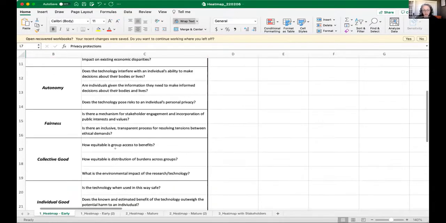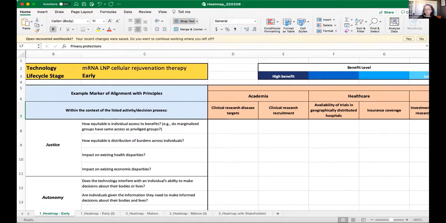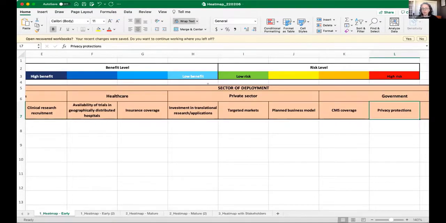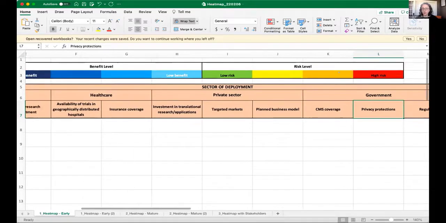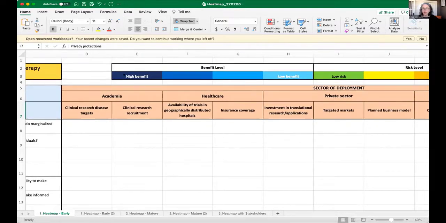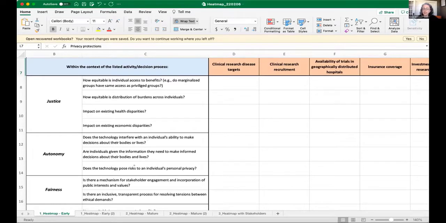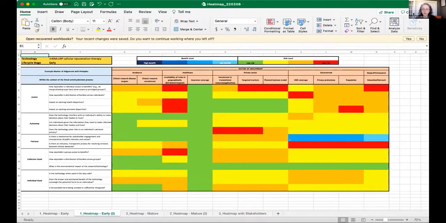So what we have done is, the next slide I'm going to show you is one of these heat maps filled in with color coding that indicates whether the risk is low in green up through high risk in red, and whether the anticipated benefit is high, which is a darker blue, or low, which is a lighter blue. This is just a hypothetical. This is just an example to give you an idea of how this might work. I'm going to zoom back out so that you can see the colors.